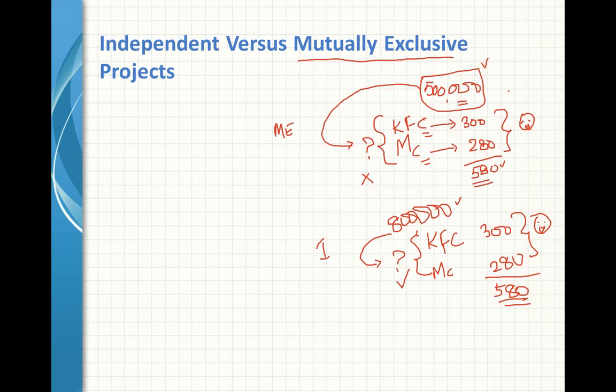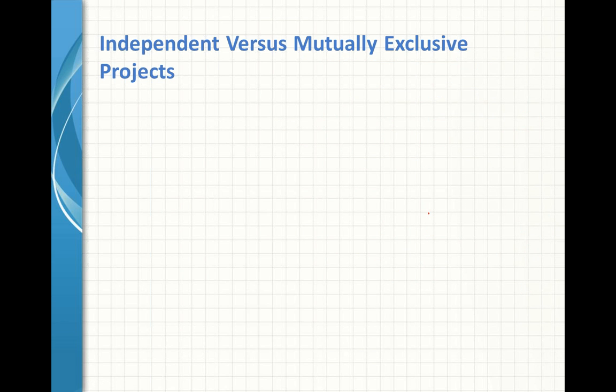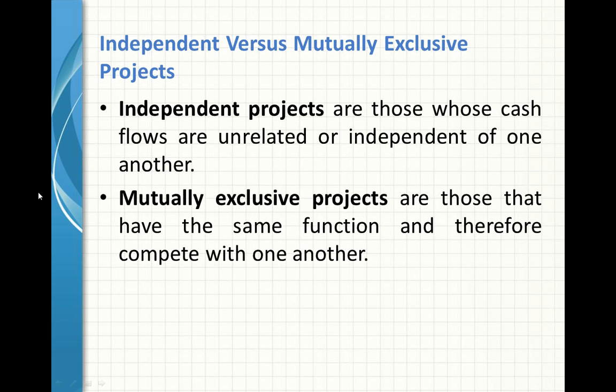In the case of mutually exclusive projects, the acceptance of one project will obviously reject the acceptance of the other project because we do not have enough money. That is called capital rationing. Capital rationing means the amount of capital is not enough. Therefore, we reject the other project. Mutually exclusive projects are those that have the same function and therefore compete with one another. That is because of not having enough money. Independent projects are those whose cash flows are unrelated and independent of one another, meaning the acceptance of one project does not stop the acceptance of the other project.